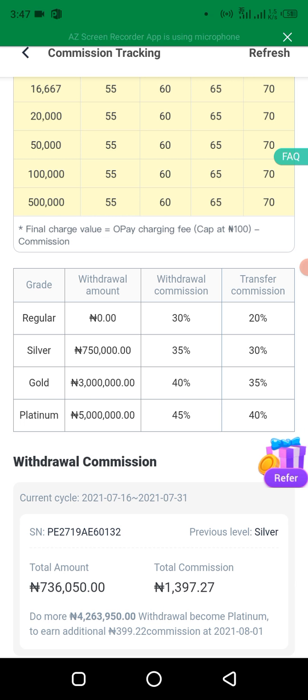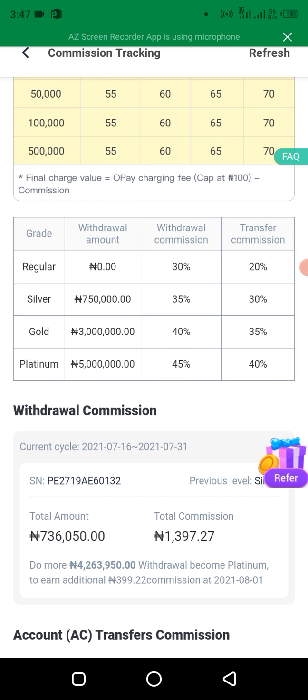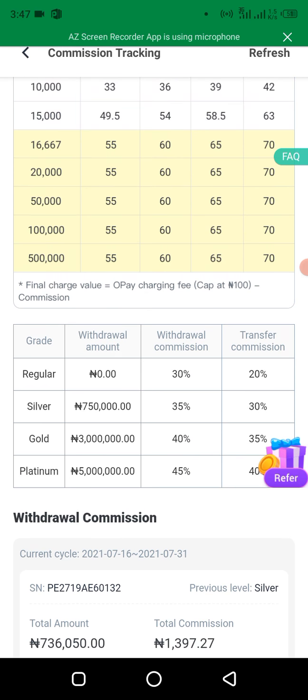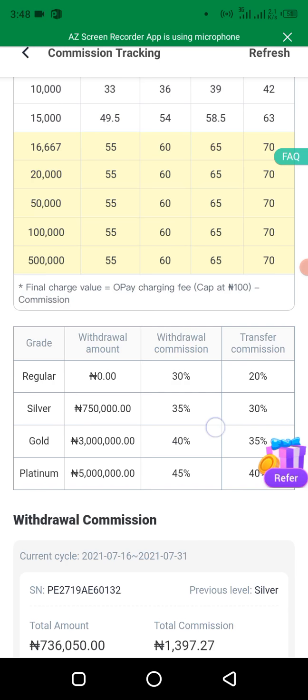So for platinum merchants, they will charge you 100 naira, but they will return 45%, that's 45 naira. That's 45% of 100 naira, they will return it. So basically that's how the commission structure is. Remember, they charge everybody the same, but the commission they reverse back to your account is the one that's different here. All right, I'm going to show us some examples now.